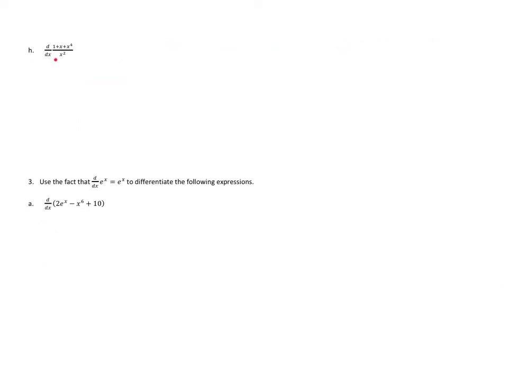For part H, I see I have a fraction here being divided by x squared. I'm going to break this up into 3 separate fractions. So again, we're not taking the derivative to start with, but we are just rewriting the function as 1 over x squared plus x over x squared plus x to the 4th over x squared. These two expressions are equivalent.